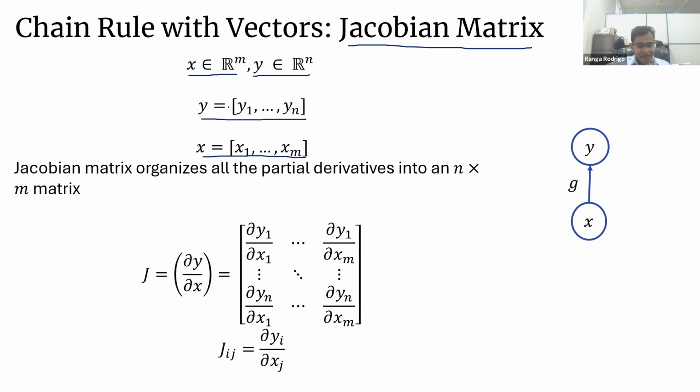The first index is of y, the second index is of x. This is the partial derivative of y1 with respect to x1, this is the partial derivative of yn with respect to x1, this is the partial derivative of y1 with respect to xm, and the partial derivative of yn with respect to xm. So all these are there. This one is an n by m matrix, n rows and m columns. So the Jacobian J is the partial derivative of yi with respect to xj, and it is called the Jacobian.